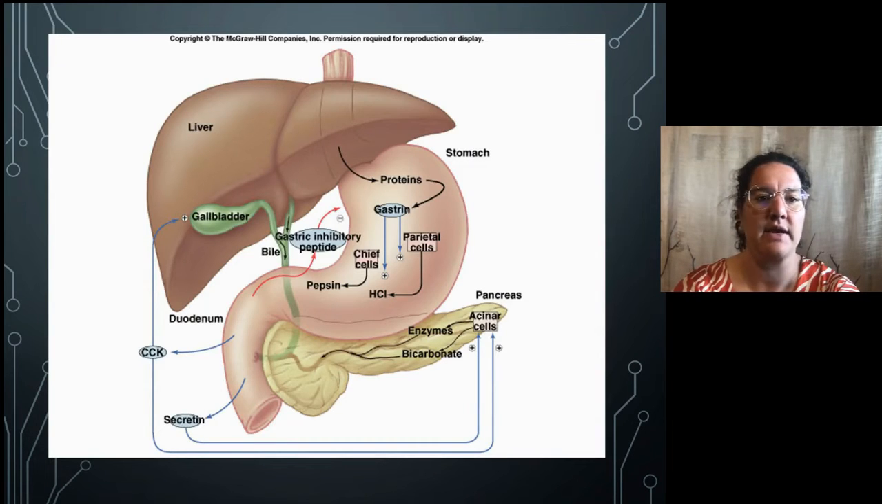So here we have a nice diagram of the liver, stomach, pancreas, and duodenum components with the different feedback loops in it. Okay, so we have the gallbladder, which is stimulated by CCK from food in the duodenum, which also releases secretin, which tells our pancreas to release enzymes and bicarbonates to increase that digestion and to stop churning of the stomach so that food doesn't move into the duodenum too quickly.